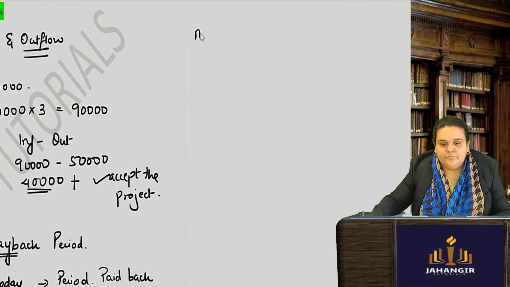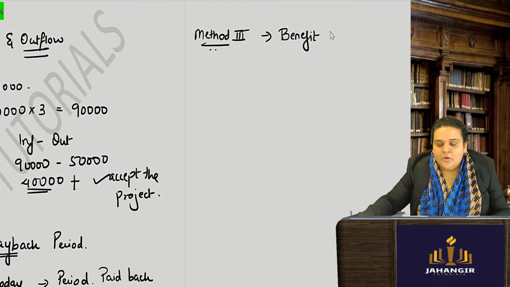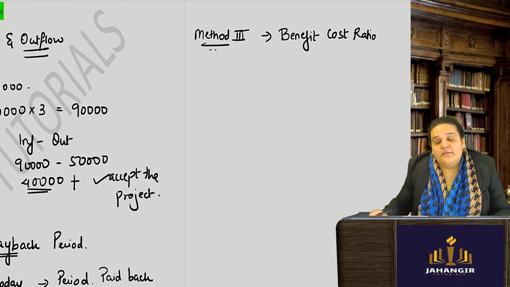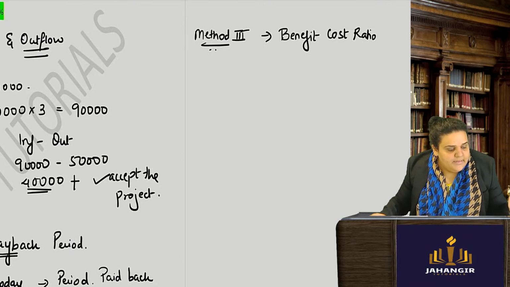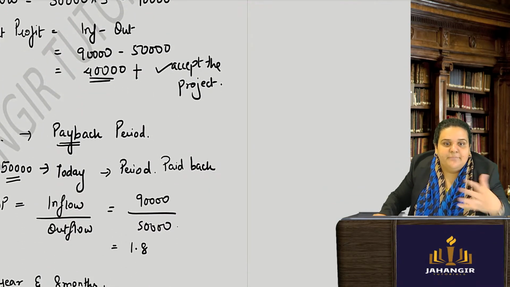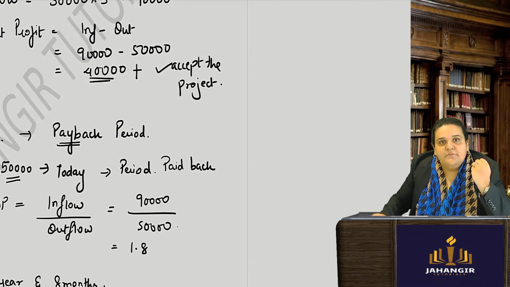Then coming to method 3, known as benefit cost ratio. Financial management experts use this ratio to try to understand whether this particular machine should be invested in or not. If my payback period is 1.8 and it is acceptable to the management, they are okay to wait 1 year and 8 months to receive that amount back, it is fine. It will be up to the management to decide.